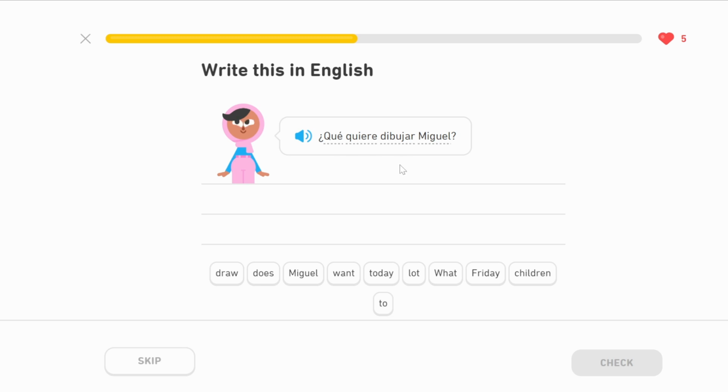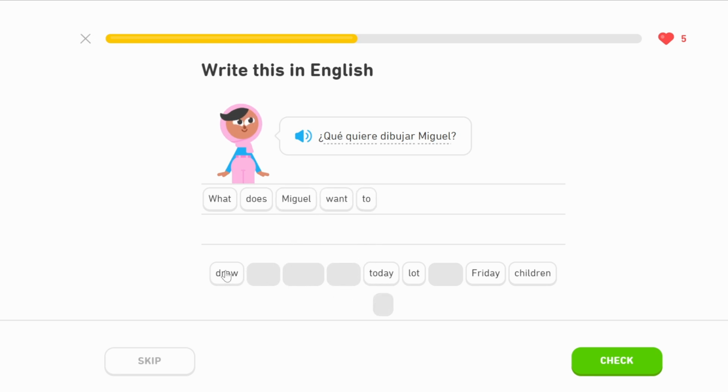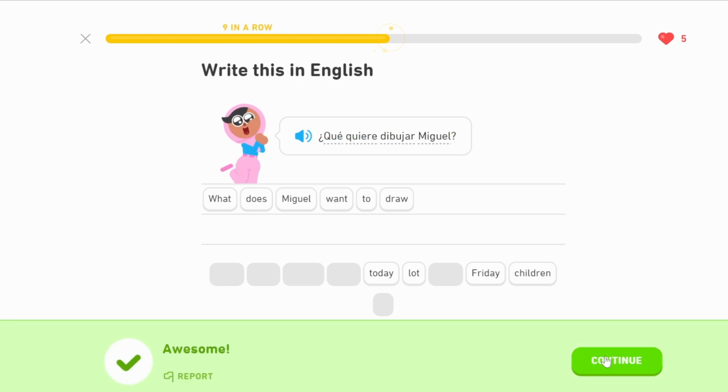And we learned before that dibujar is to draw. So what do you want to draw, Miguel? Is that right? Or is it going to say, what does Miguel want to draw? What do you want to do? Maybe it's this? Let's have a look. Okay, so it's come up with the phrase, what does Miguel want to draw? A question mark, as opposed to, what do you want to draw, Miguel?